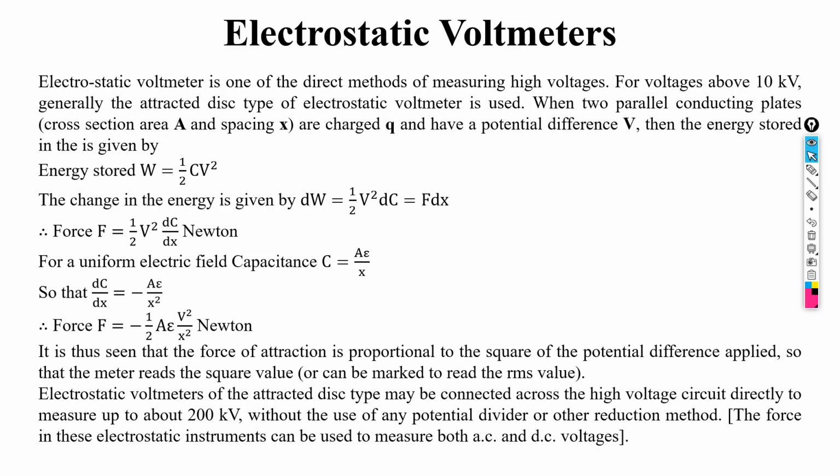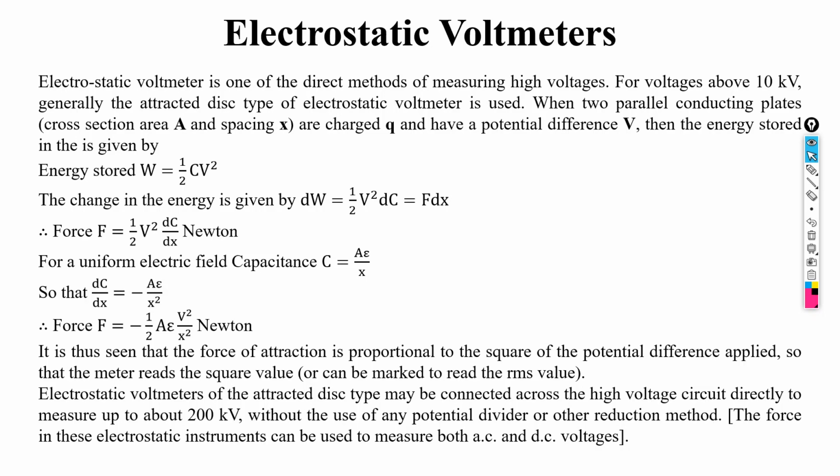For voltages above 10 kV, generally the attraction disk type of electrostatic voltmeter is used. When two parallel conducting plates having a cross sectional area A and spacing x are charged and have a potential difference V, then the energy stored is given by W equals half CV square.